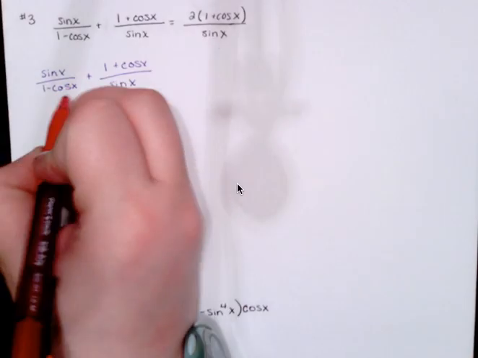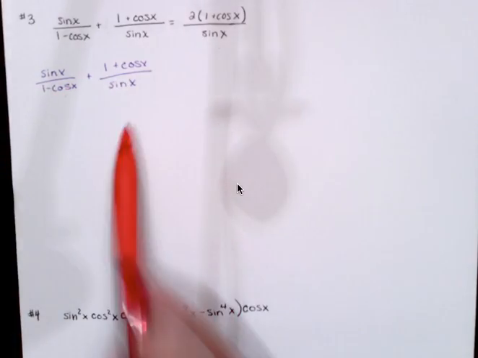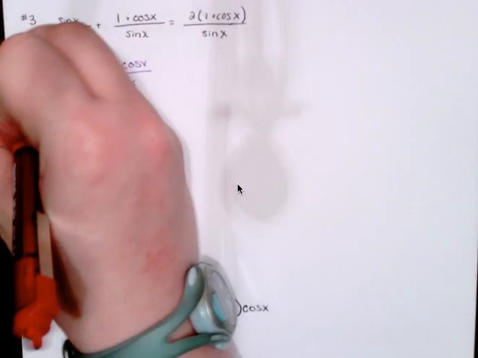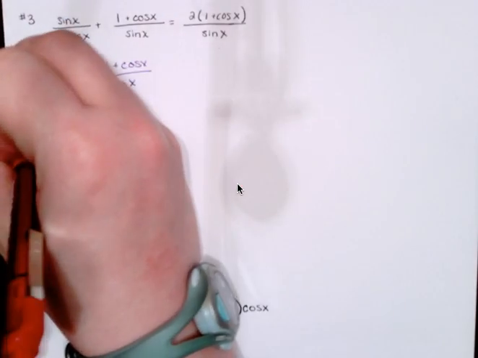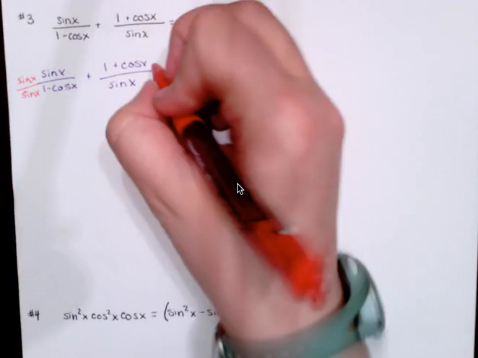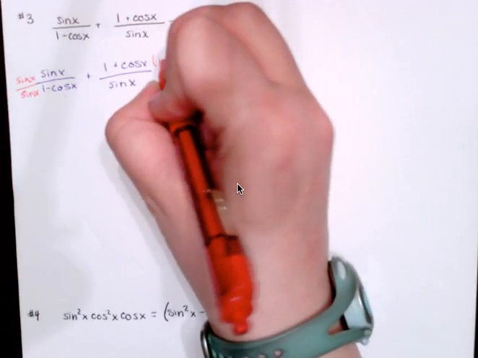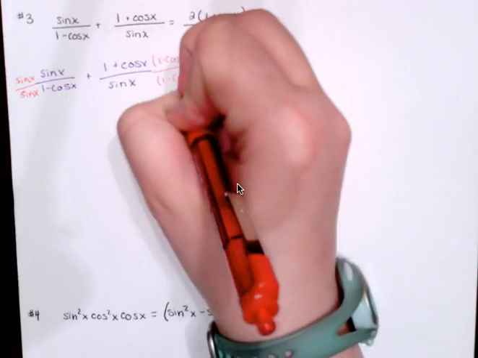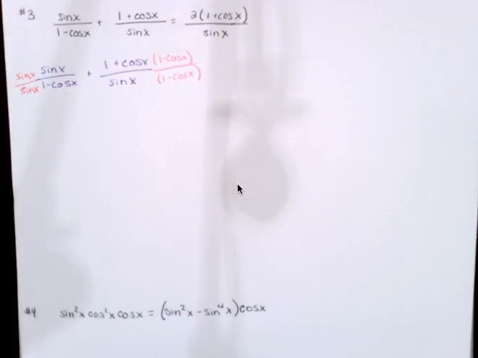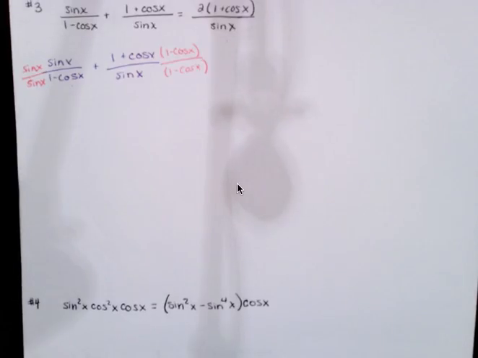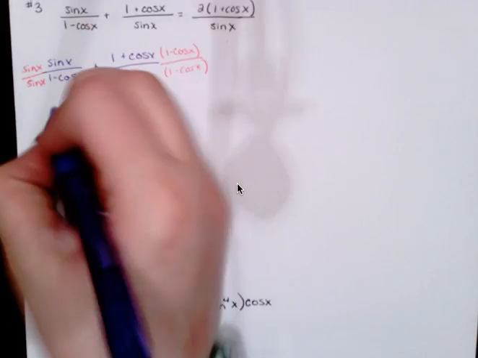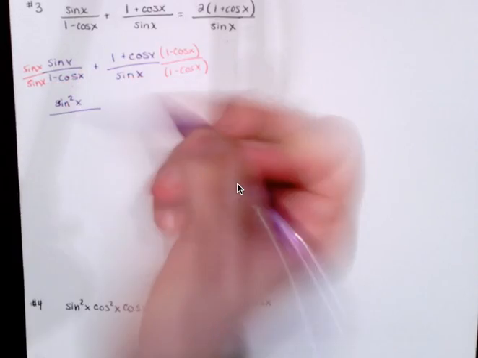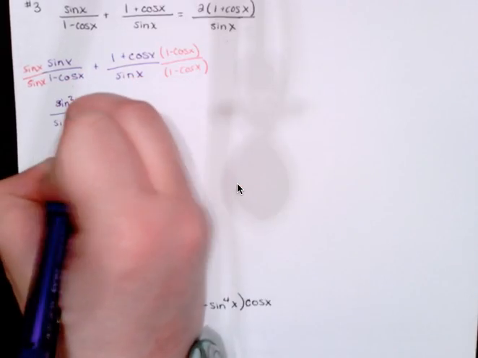So this has a denominator of 1 minus cosine. This has a denominator of sine. So this one needs a denominator of sine, so I'm going to times it by sine over sine. This one needs 1 minus cosine, so I'm going to times it by 1 minus cosine. So again, all I'm doing is getting a common denominator. So when I do that, I get sine times sine. Well, that's sine squared of x over, I'm going to just leave this out for now.